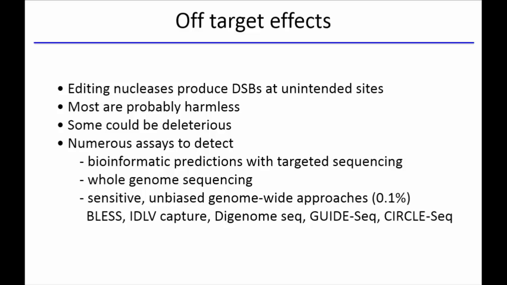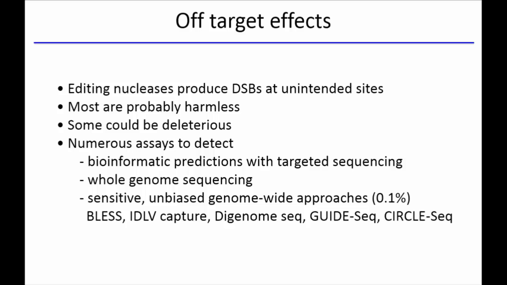The first thing you can do is you can do bioinformatic searches. For CRISPR-Cas9, for any of them, you can say, what looks like my target sequence? And you can take your top matches and you can test them by PCR and targeted sequencing. You can do whole genome sequencing, but that's really going out of vogue because it's not very sensitive, because it would be very expensive to sequence to the depth that you would need to detect a rare event.